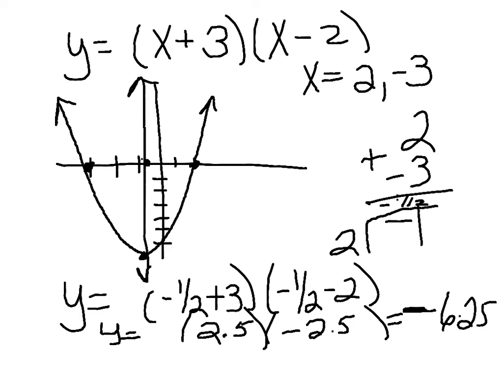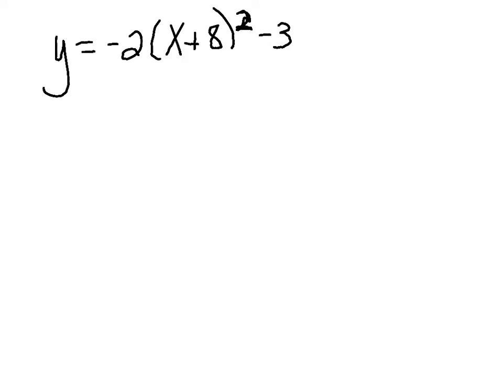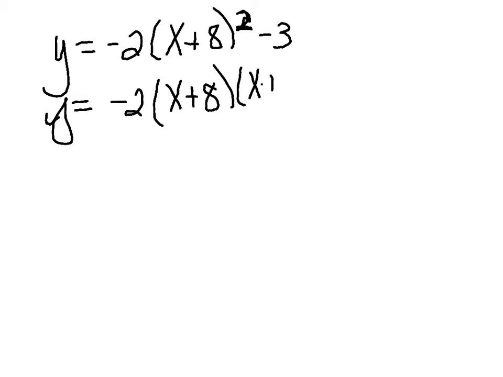Okay. That's called intercept form. Okay, this is called vertex form. In vertex form, I could multiply it all out and then go back to my negative b over 2a. I'm not going to do that all the way, but I need you to make sure that you know that x plus 8 squared equals x plus 8 times x plus 8.